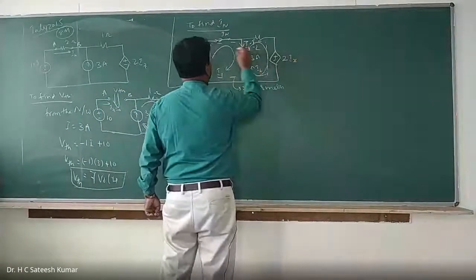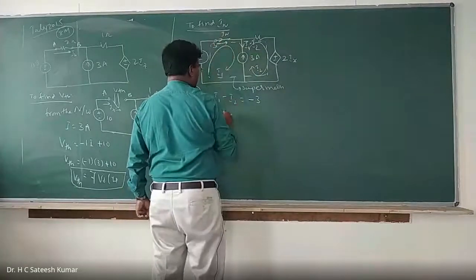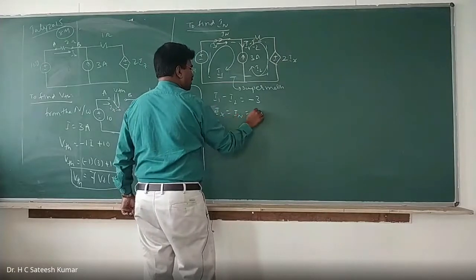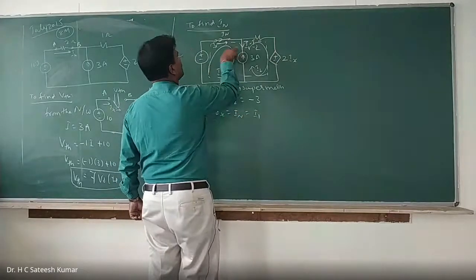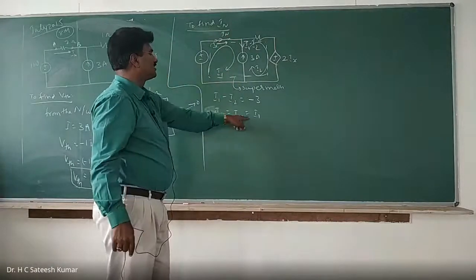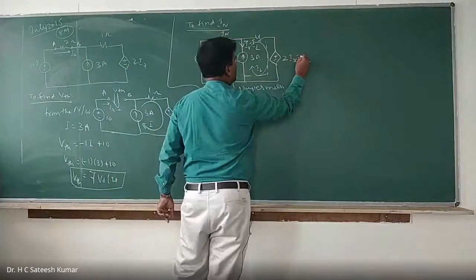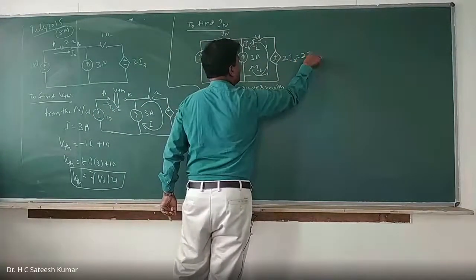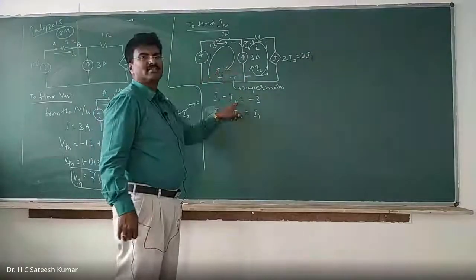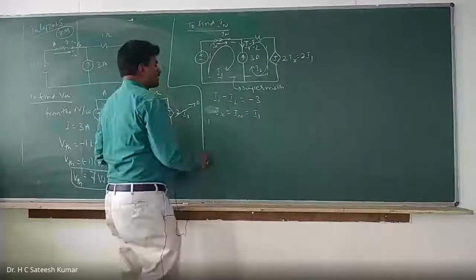This is your Ix, he said. Ix is nothing but equal to IN, which is equal to I1, because this is I1, this is Ix, this we call it as IN. So Ix is equal to IN is equal to I1. Now KVL, so therefore 2Ix, in terms of loop currents, I will write it as 2I1, because Ix is I1. In terms of loop currents, so that we can solve it easily. Don't keep it in terms of Ix or IN. So now you can write it.